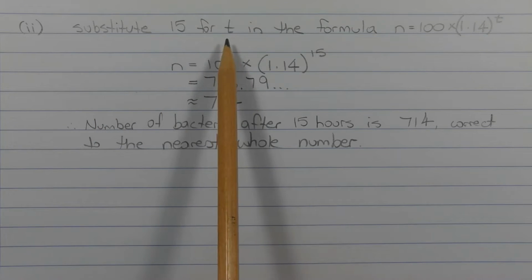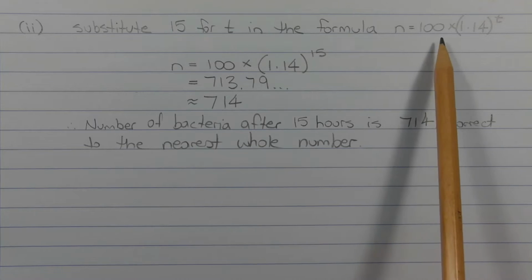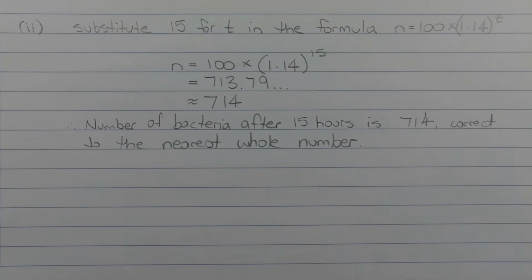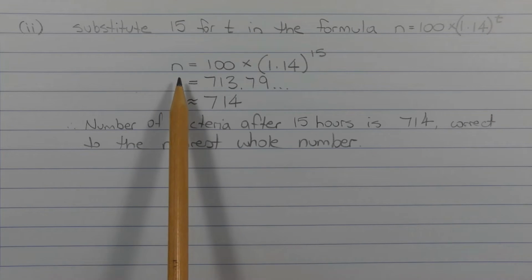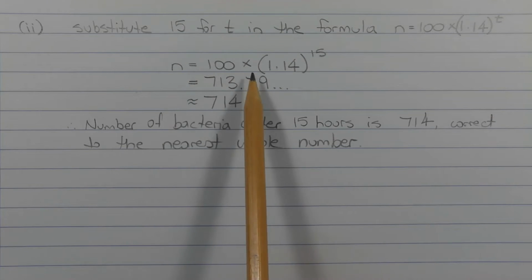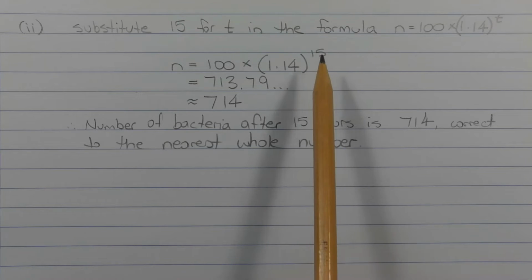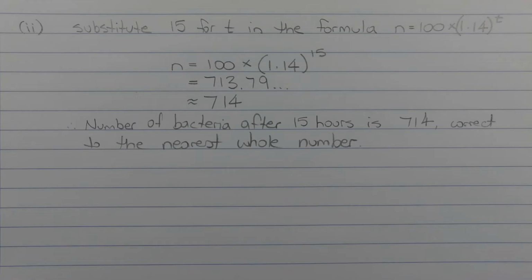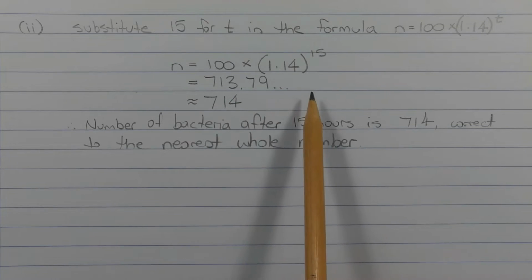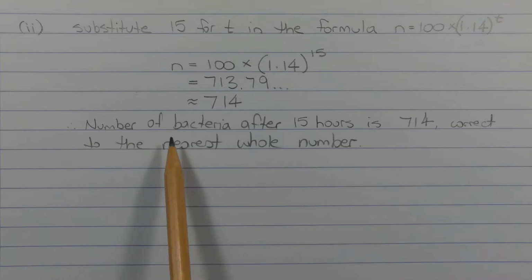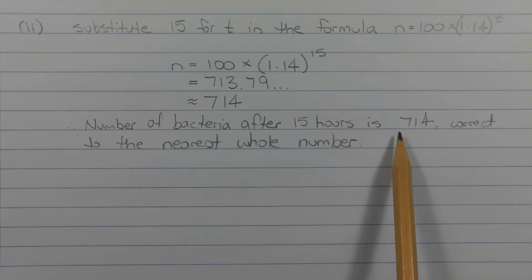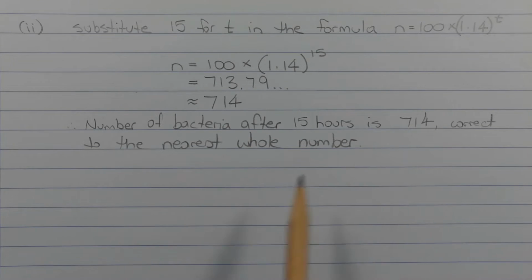Substitute 15 for t in the formula n equals 100 times 1.14 to the power of t. So replacing t with 15, the formula becomes n equals 100 times 1.14 to the power of 15, and using your calculator, that evaluates to 713.79 and so on, which is approximately 714 correct to the nearest whole number. Therefore, the number of bacteria after 15 hours is 714 correct to the nearest whole number.